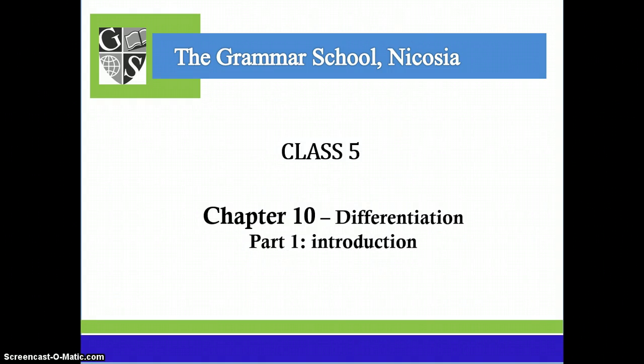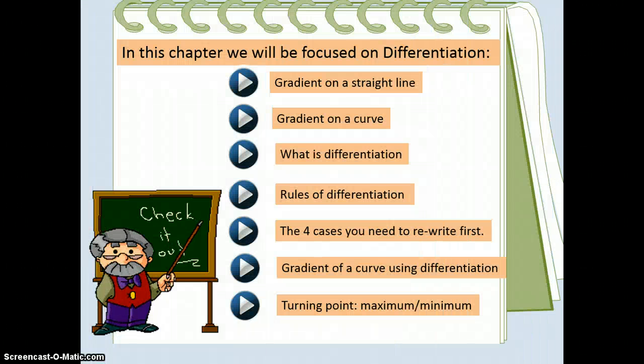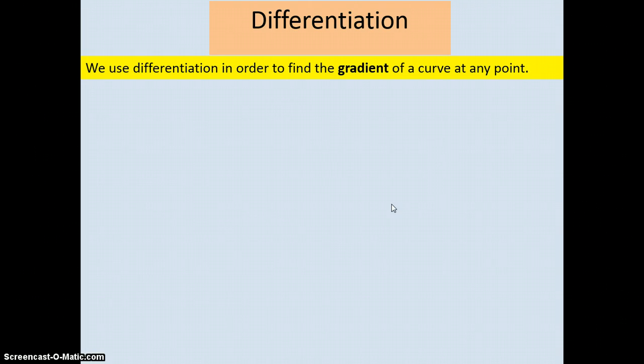Differentiation. This presentation will be part 1, the introduction. In this presentation, we'll focus on the first 4 parts, which is gradient on a straight line, gradient on a curve, what is differentiation, and rules for differentiation. Differentiation means gradient. So we use differentiation in order to find the gradient of a curve at any point. Gradient means the steepness of the line.